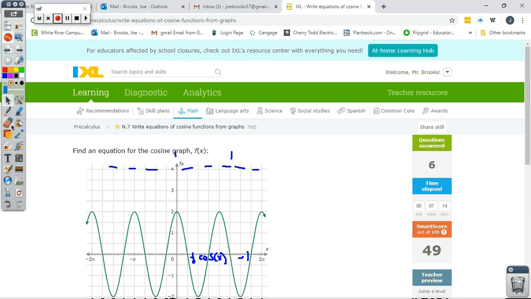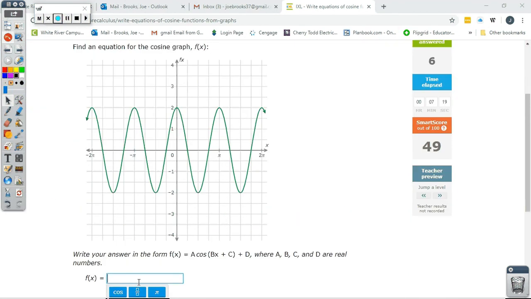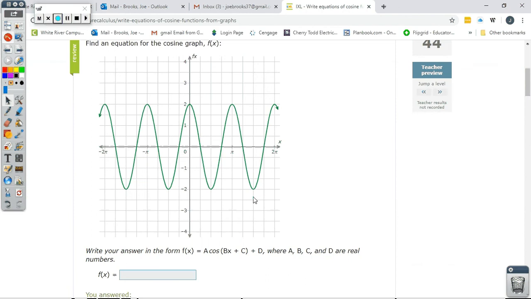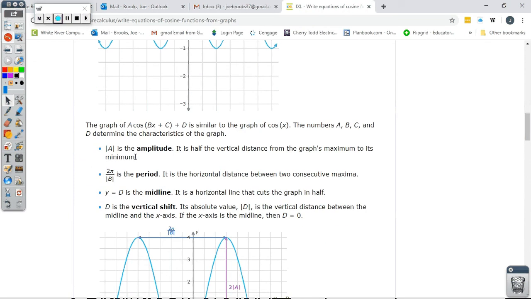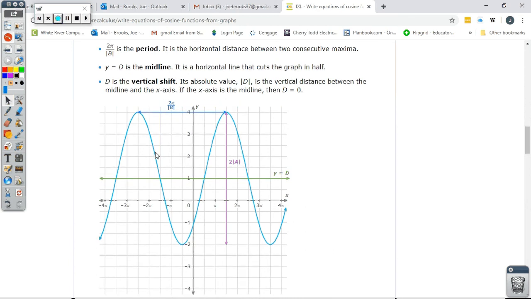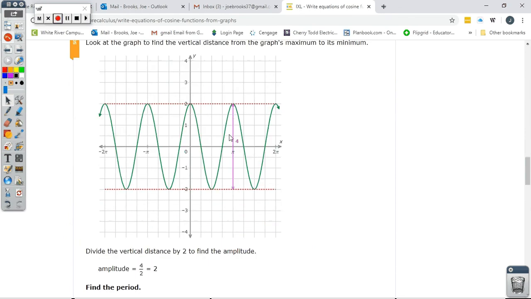Alright, I didn't get one wrong in the last one, so let me just get one wrong here. Let's just say cosine X, okay? And then let's just look at this for a second. Get it wrong, boom. Now, they tell us what all these things mean. See, here's the 2 pi over B. Here's the amplitude. Y equals D is the midpoint line, the horizontal line that cuts it in half. The D is the vertical shift. Okay, vertical shift. Alright, and then they show you how they find each part.